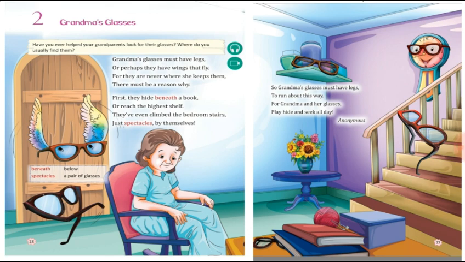Now let us see the third stanza. So grandma's glasses must have legs to run about this way, for grandma and her glasses play hide and seek all day. Now it is said that spectacles don't have legs, but we said that it must have legs so that it can move from one place to another, or it can climb the bedroom stairs, and it plays hide and seek with grandma. Now here you can see that this is the poem. At the end of the poem it is written anonymous, that means the poet of this poem is unknown. We don't know who has written this poem.